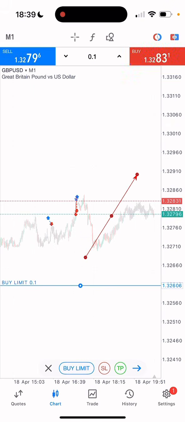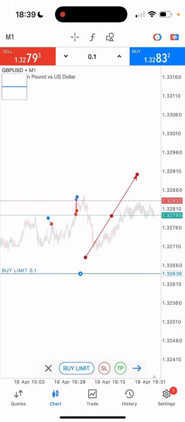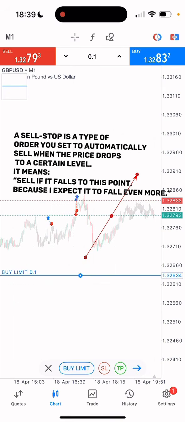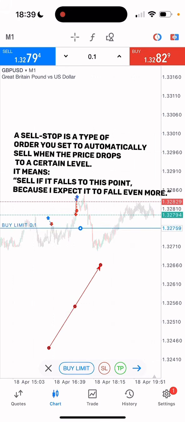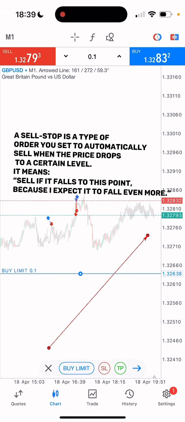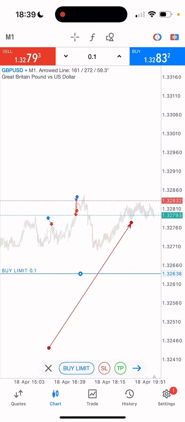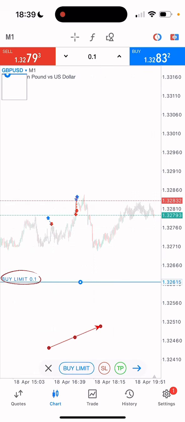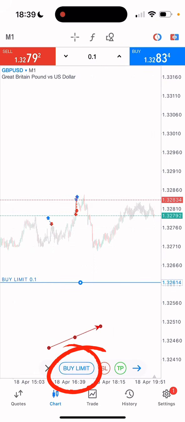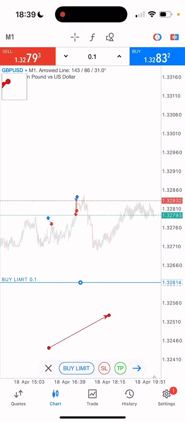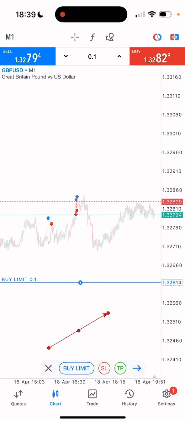Now, a sell stop, pay attention, is when the entry price given is lower than the current market price in a sell order. Let me say that again. If you are given a sell order and the entry price they gave you is lower than the current market price, that is going to be a sell stop. So now, as you can see, I'm putting it lower than the current market price, but it is still showing buy limit. You see this button here that says buy limit. Simply tap on it, it will change to sell stop.